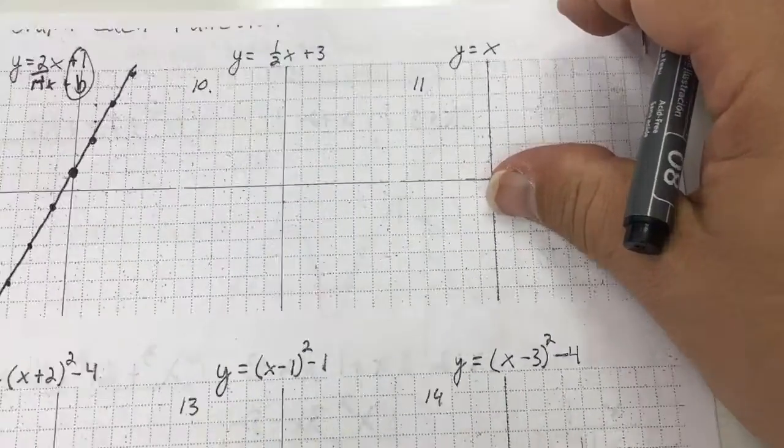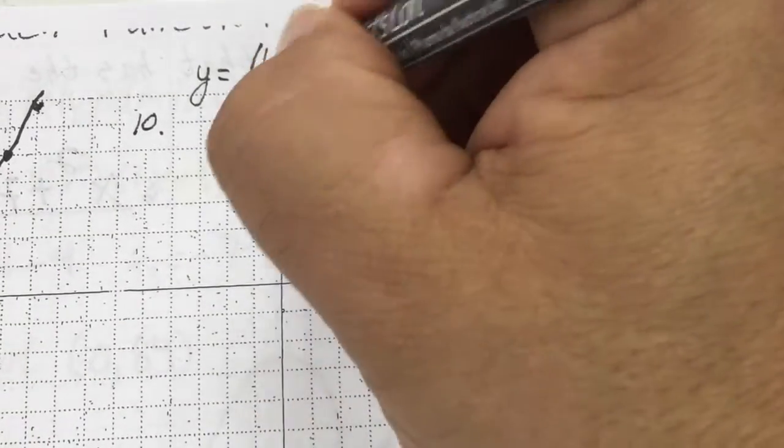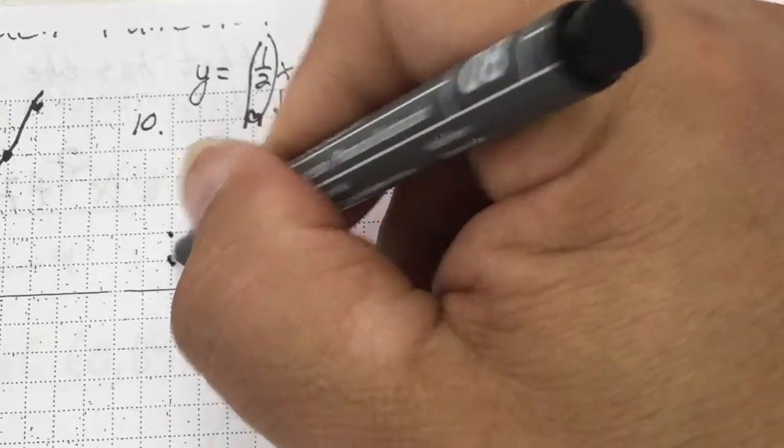Mx plus b again. I begin at positive 3, and my slope is up 1 over 2, up 1 over 2, up 1 over 2, up 1 over 2, down 1, left 2, down 1, left 2, and then connect the dots.